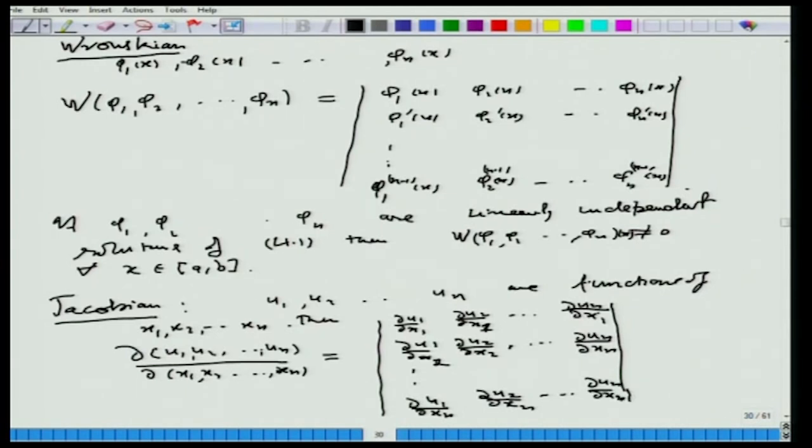It can be written row wise or column wise, because we know that A transpose has the same determinant. So, it does not matter which way we write; we can as well write this in the rows as columns. So, this is what is called the Jacobian of these n functions u 1, u 2, u n, which are assumed to be differentiable partially with respect to x 1, x 2, x n.